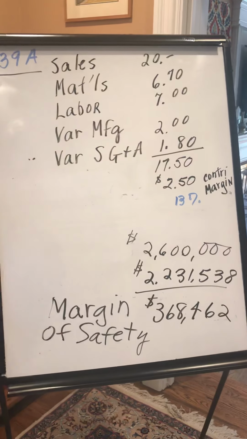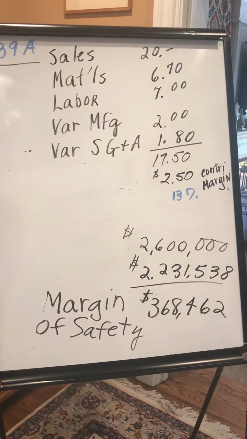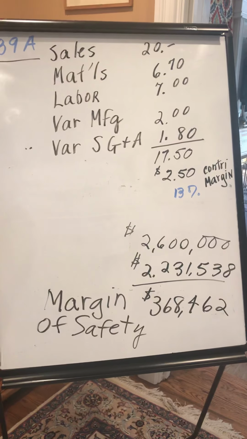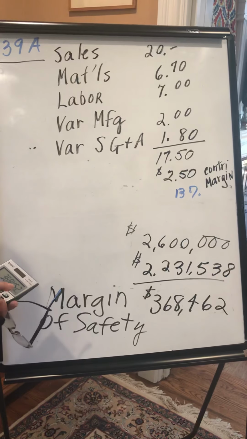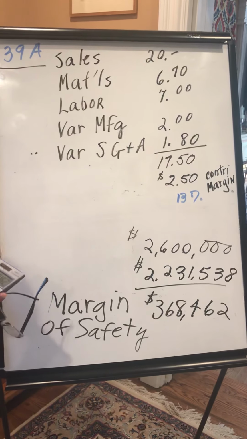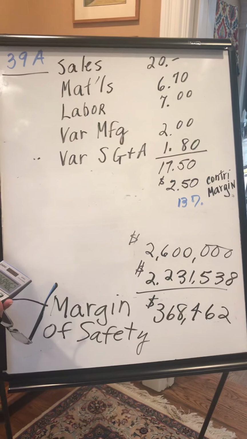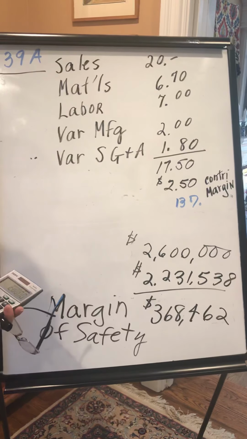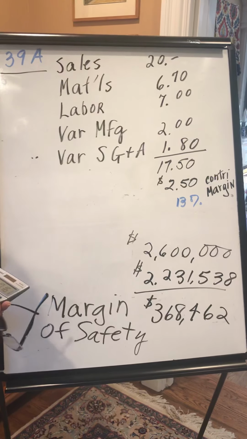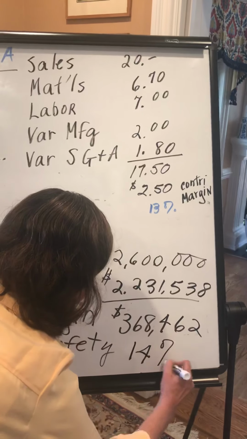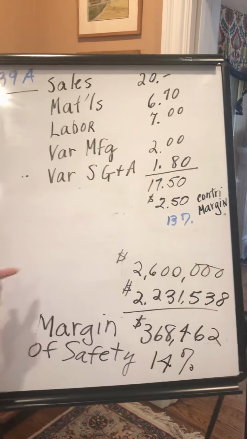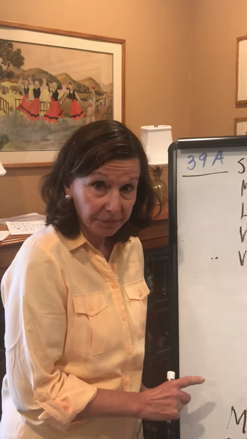And we're also asked, what is the margin of safety as a percentage? Well, 368,462 divided by 2,600,000, rounded, is 14%. So that's how we do the calculation for margin of safety.